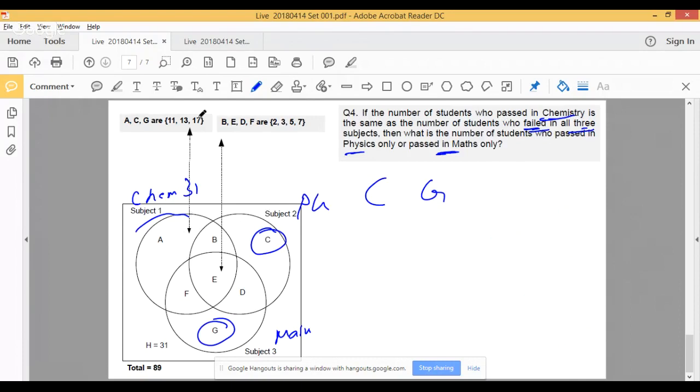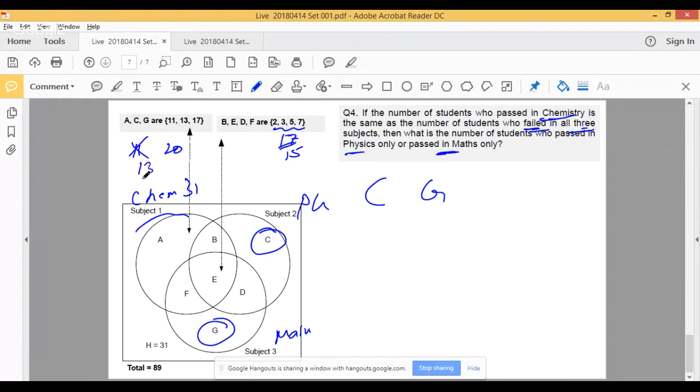Now A can take one of these three values, right? If I take 11, balance from 31 to 11, I need 20. Can I get 20 from BEF? 3 out of these numbers, can it give me 20? No, it cannot give me 20, right? Because this total is 17, out of which I have to take out one number. So highest this can give me is 15, right? Highest of BEF will be 15. It cannot give me 20. So 11 is not possible.